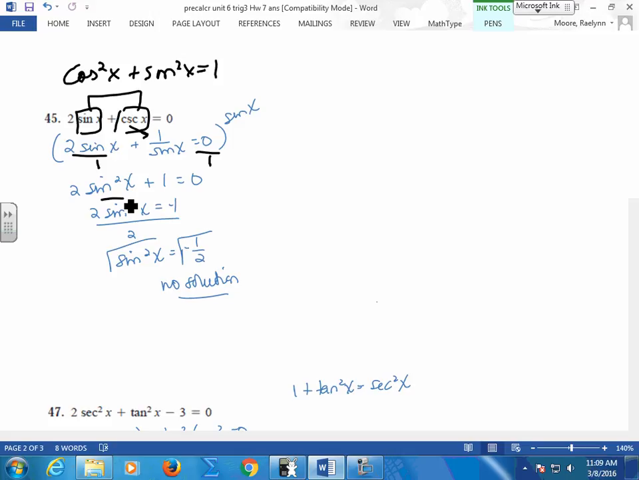Now, when you take the square root of a negative number, can we take a square root in our real number system? No solution. I stopped right there. I did all that work trying to figure out how to get at this, and I had no solution.